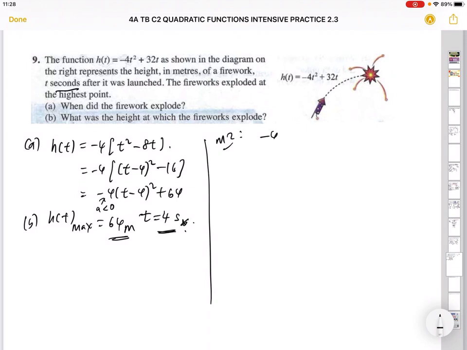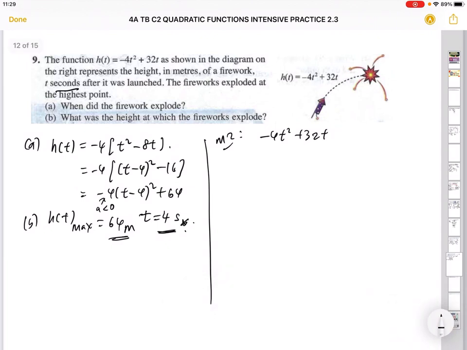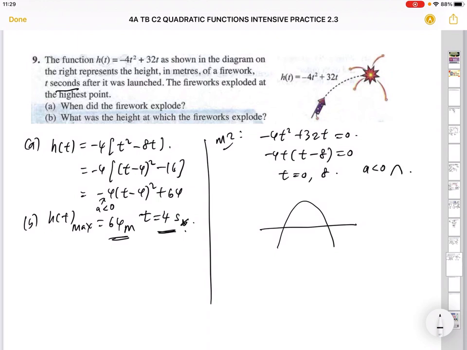I'm just going to show you a quick one. Let it be 0. We take out negative 4 and t, so this is t minus 8 equals 0. So the roots are 0 and 8. You've done this in your normal maths, right? Your A is less than 0, so it's a maximum graph, and the roots are just 0 and 8. So we know the axis of symmetry. Very easy, you can find it by taking 0 plus 8 divided by 2, you get 4. So the time when it explodes is t equals 4.